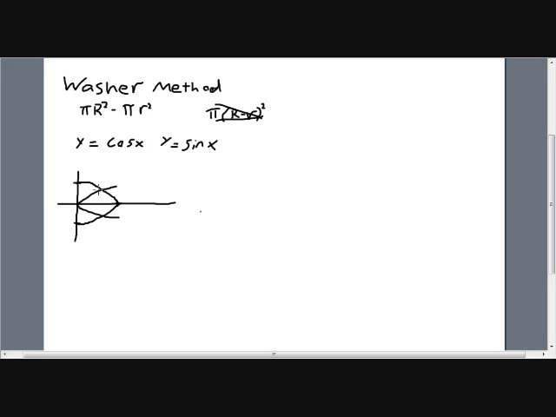To visualize the shape of the washer, draw a circle with the top at y equals sine x to its revolved line below the x-axis. This is little r squared, the cut-out region of the solid. Repeat this step with y equals cosine x and its revolved line. This is big R, the outside of the washer.